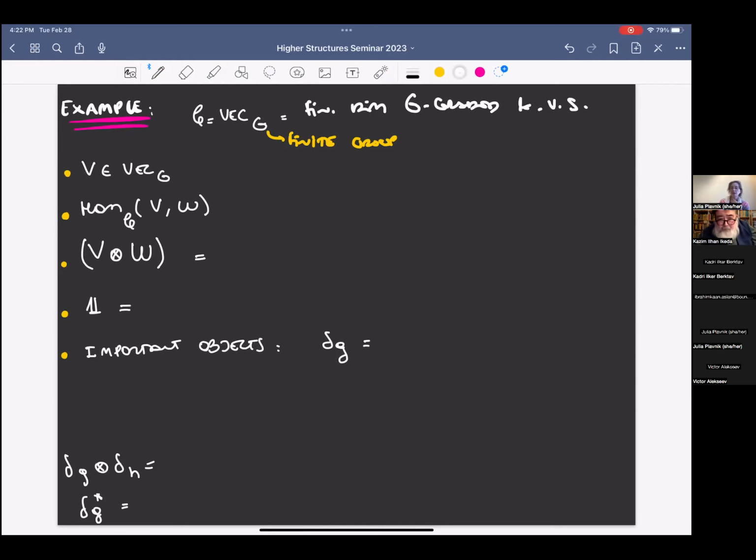So the objects are just vector spaces that admit a grading by the group G, and these are subspaces. And the vector space is finite dimensional, okay? What are the morphisms in this category?